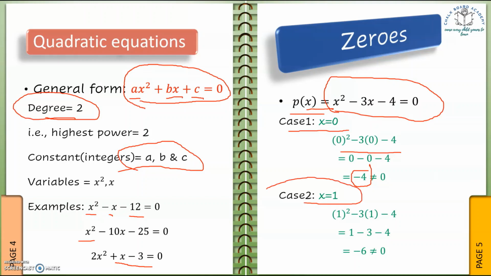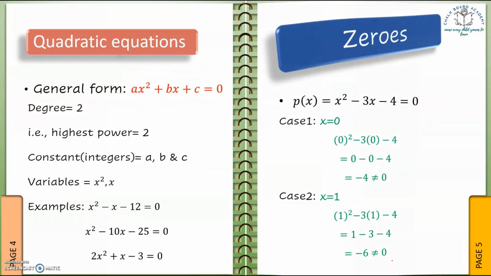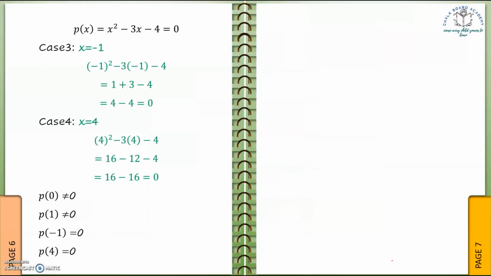Similarly, we have taken case 2 here, x is equal to 1. Now again we are putting the values here. So x is equal to 1, that is 1 square minus 3 into 1 minus 4, and then by calculating we got the value as -6, which is again not equal to 0. Hence x is equal to 1 is also not the solution for this equation, because we didn't get any solution. So we are moving forward and taking other cases.